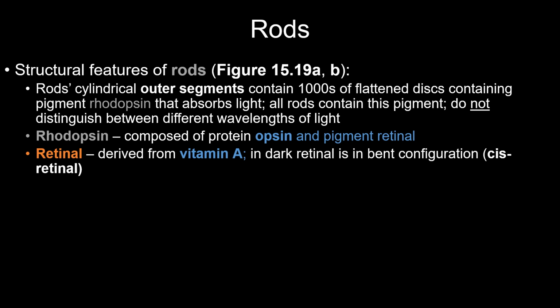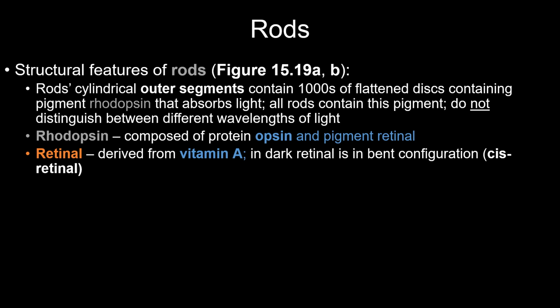Rods have an outer segment that is essentially shaped like a cylinder. And this cylinder is actually up to 1,000 discs folding and budding from the plasma membrane, and they float in the cytosol. Each disc contains a pigment known as rhodopsin inside of its membrane. And rhodopsin actually has two components: opsin is a protein, and the pigment retinol. And retinol is actually derived from vitamin A.